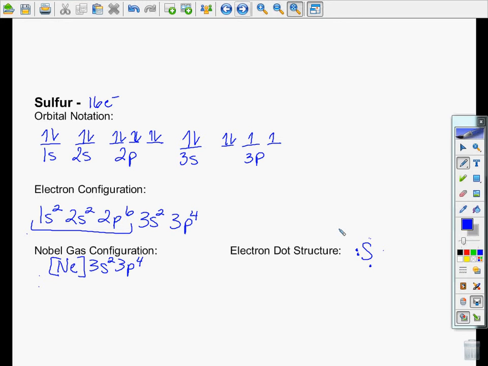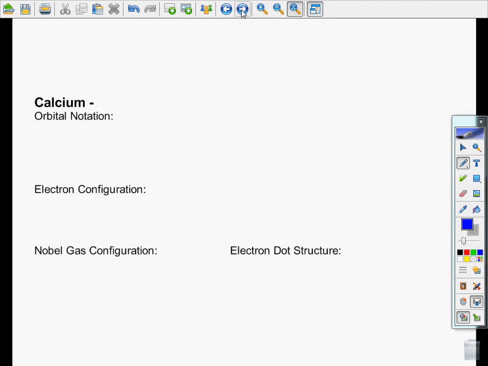Make sense? Everybody good so far? All right, moving on. Calcium, here we go. I want you to try this one on your own.